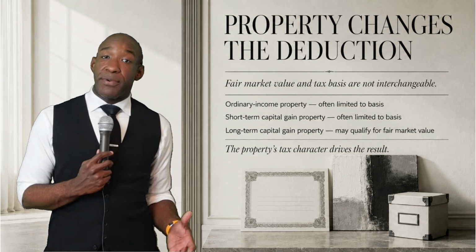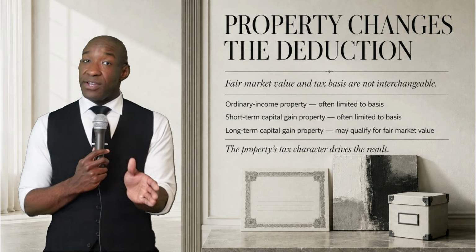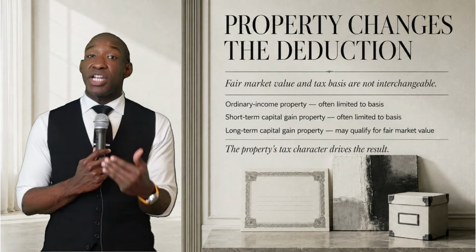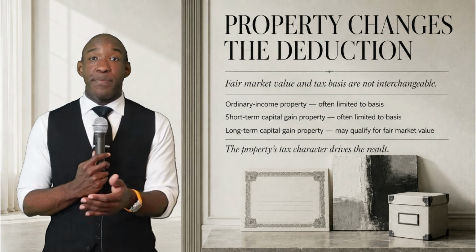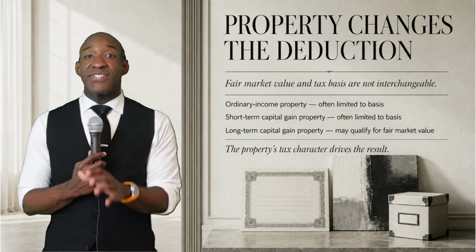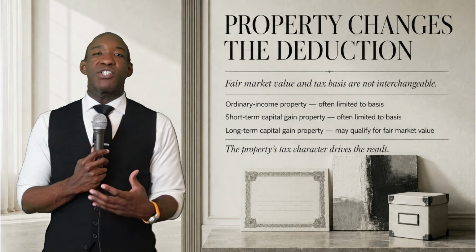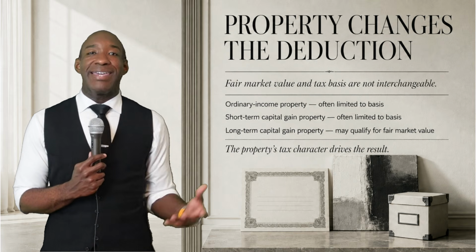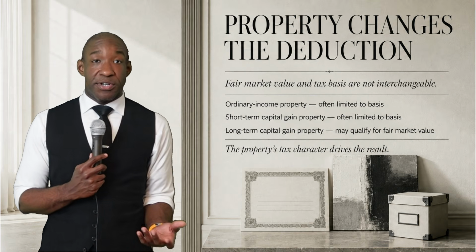If the donated property would produce ordinary income or short-term capital gain on a sale, the charitable deduction is generally reduced by the amount that would not have been long-term capital gain. In many ordinary situations, that means the deduction is limited to basis. Examples include inventory, stock held for 1 year or less, and artwork created by the donor.